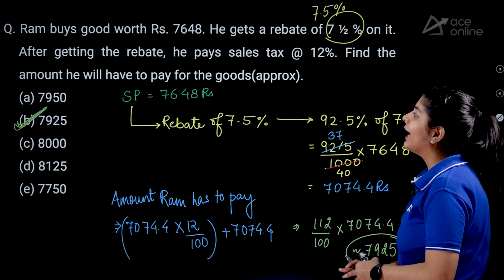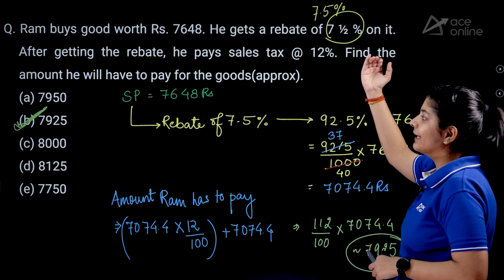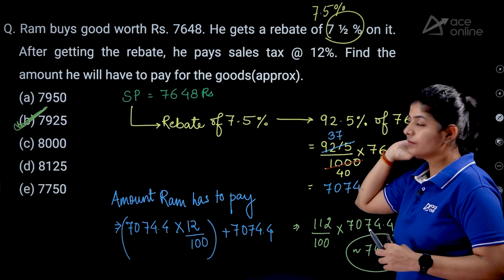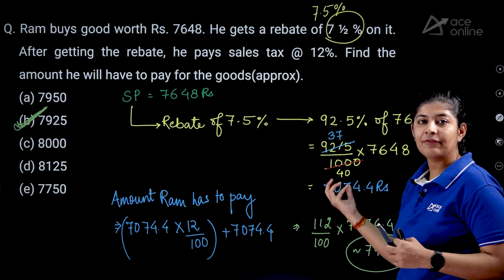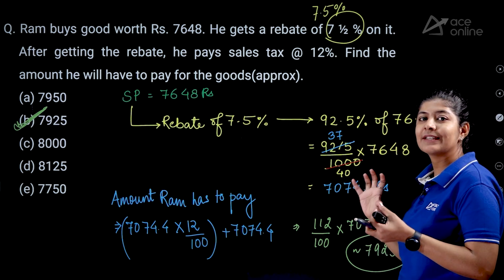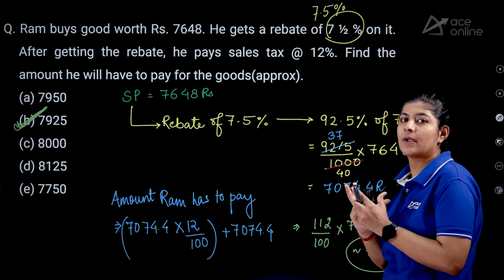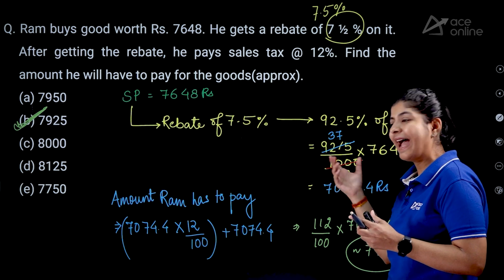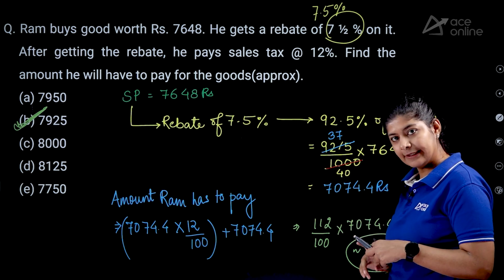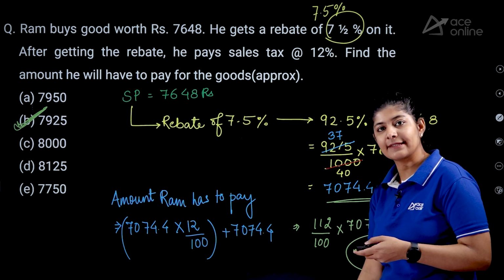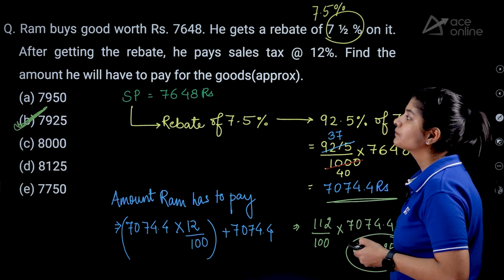So whenever we are having a question of rebate, and after that there are some taxes, then we have to first find out the rebated amount, and after that, on that particular specific amount we have to apply our tax. Is it clear? On the specific amount only we have to apply our tax. Clear? Okay.